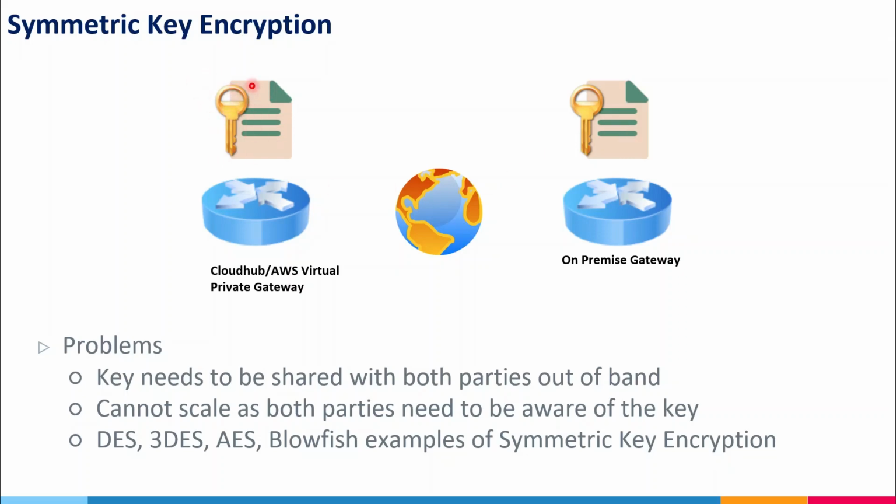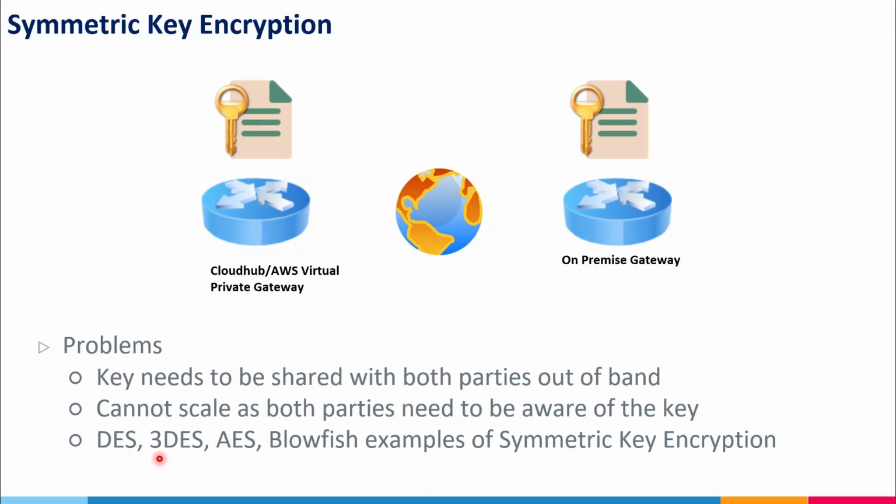Symmetric key, when used, both the parties should be aware of it. So these are the problems. Both the parties need to know out of band what the key is. They cannot share it through the internet. It cannot scale because parties need to be aware of the key. So certainly it cannot be scaled. You need to manually inform the other party.